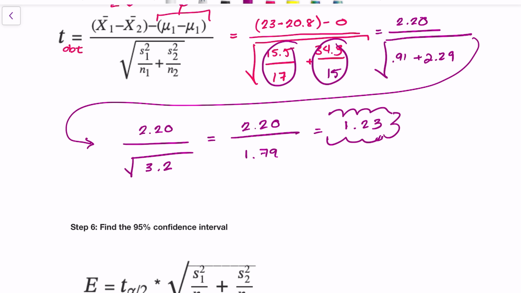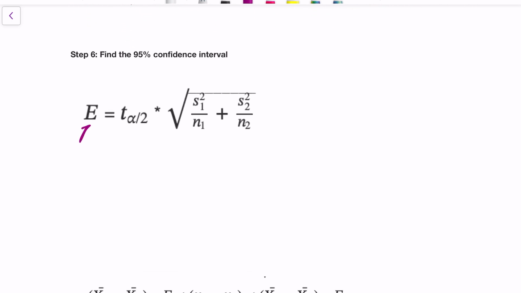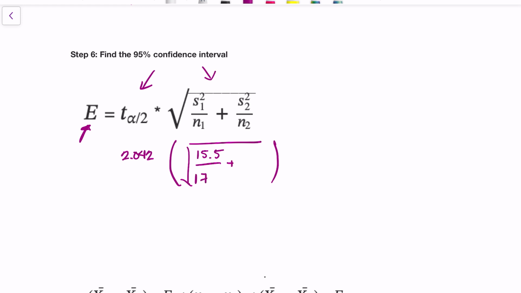Now we're going to do our confidence interval. So we're going to do the margin of error first. That's what the E stands for. And it's usually the T critical, and then it has a square root of something, like the standard error of something. So our T critical was 0.42 times, I'm going to put parentheses, just 15.5 divided by 17 plus 34.3 divided by 15.